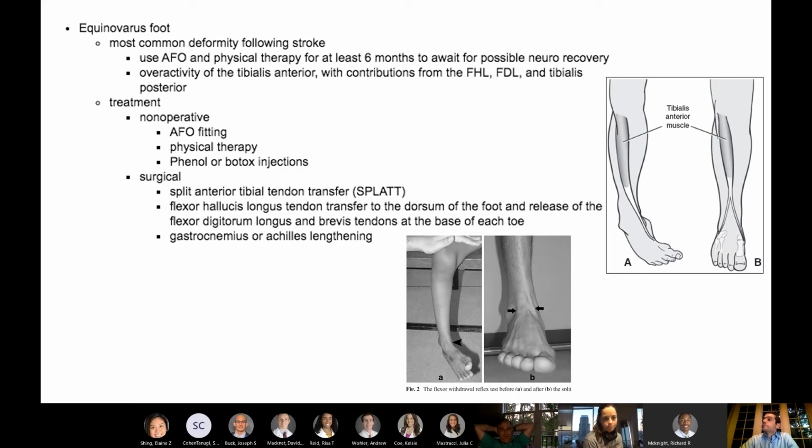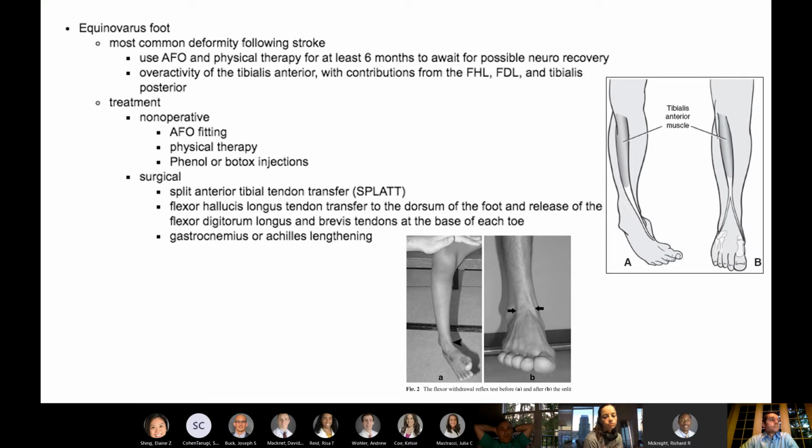And essentially what you're trying to do with either of those is make them so that they can fit into an AFO. Almost anything that you're doing with this patient population is just trying to make them braceable. It's not to make them as functional as they could be. It's so that they can be in an AFO. So surgically, a SPLATT, you're going to take a split of the tibialis anterior, take that split laterally.